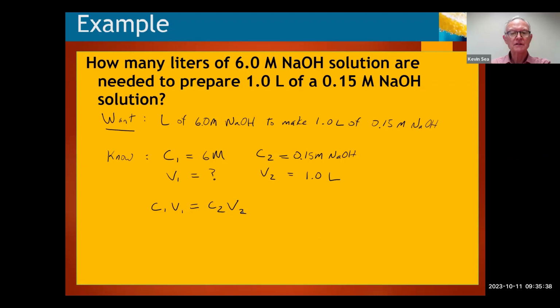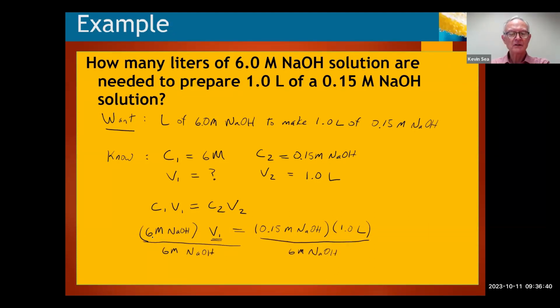C1 V1 equals C2 V2. So we have 6 molar sodium hydroxide as our initial concentration. V1 is our unknown. Our concentration 2 is 0.15 molar NaOH, and V2 is 1.0 liters. All right, so how do I isolate V1 on one side of the equal sign? One way to do that is divide each side by 6 molar NaOH. If I do that, now I can do some canceling.